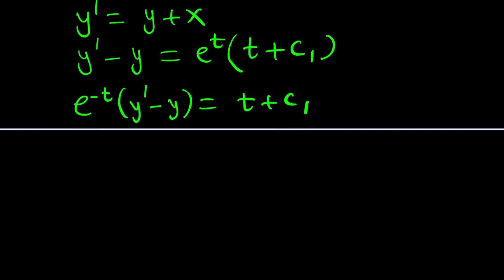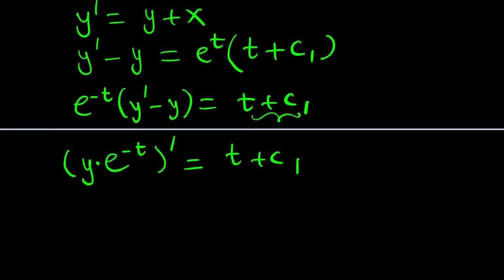And now we can basically write this as y times e to the power negative t, the derivative of that equals, okay, now here's what we need to do. We need to write this as the derivative of something. In other words, we are integrating. Does that make sense? So this is the derivative of what? If you don't want to do that, you can write it like this and then integrate both sides. Of course, when you integrate the derivative of something, you're going to end up with that thing, right?